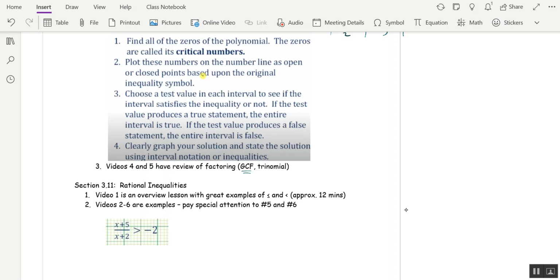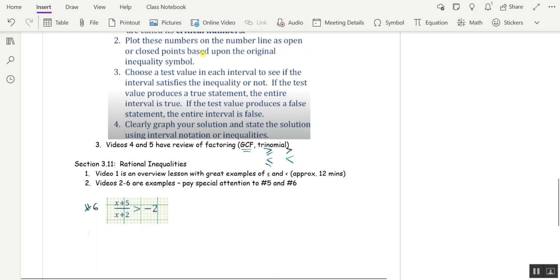Video 1 is an overview lesson. It's about 12 minutes, but I strongly suggest you watch it, and it's got really good examples of less than or equal to versus less than, or greater than or equal to versus greater than, and how that affects your answer. Videos 5 and 6 are super important. This problem here is video number 6, and it walks you through how to solve that inequality.